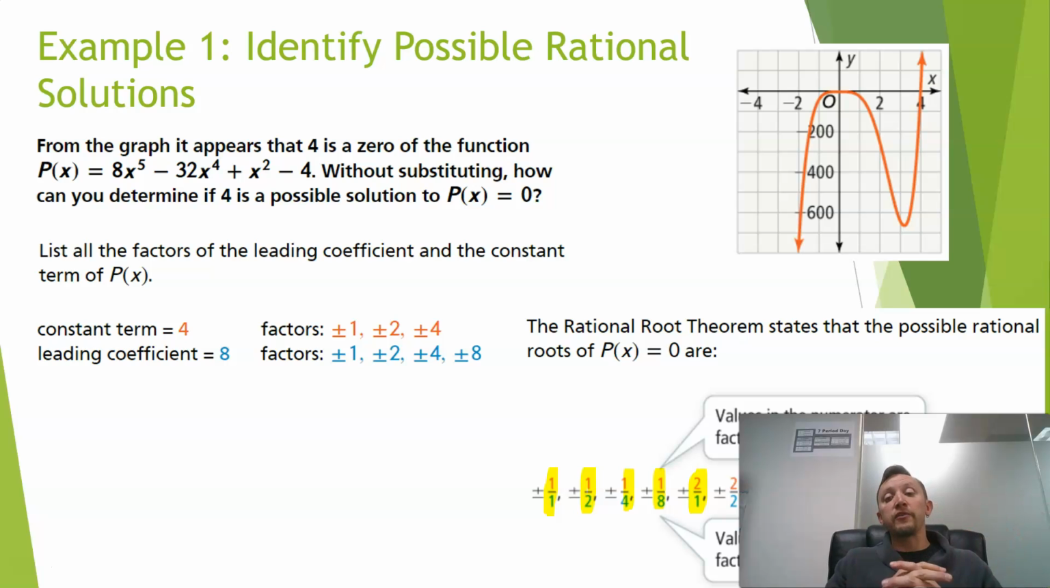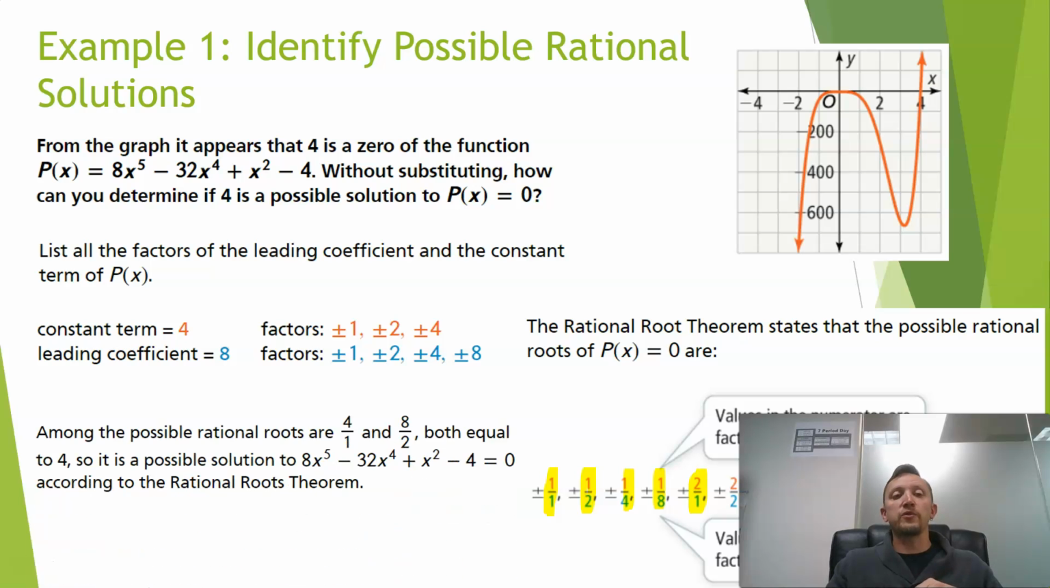Now, if you notice, 4 is one of them that's in the list. So the only thing that this question was asking was, is 4, without substituting, a possible solution to that equation when it's equal to 0? And yes, it would be, based on the rational root theorem. So that's what we're trying to figure out.